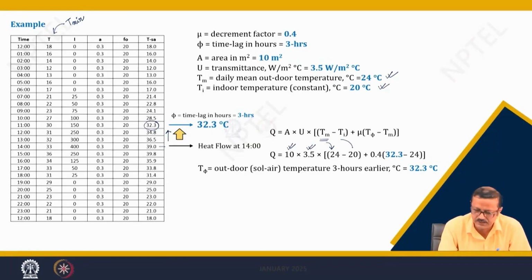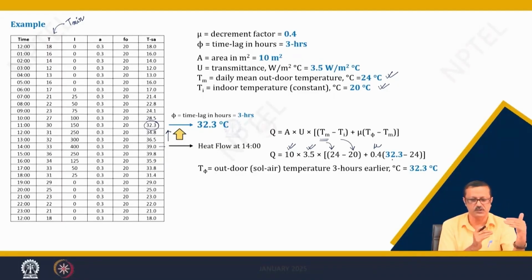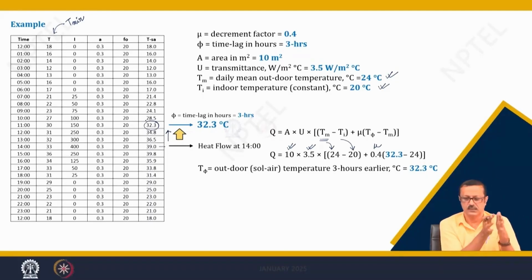Indoor set point temperature I have kept as 20 degree. 0.4 is the mu, that is your discriminant factor, and 32.3 is the time lag solar air temperature 3 hours below, because I have assumed that my material is giving me a 3 hours time lag. So, I am not taking the exact 39 for this, I am taking 3 hours back and finding out the solar air temperature of that 3 hours back, 32.3 minus 24. So, this is my T phi.